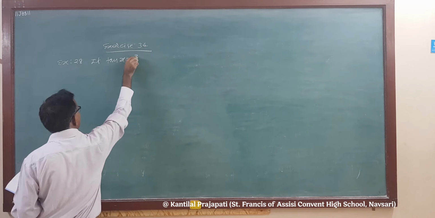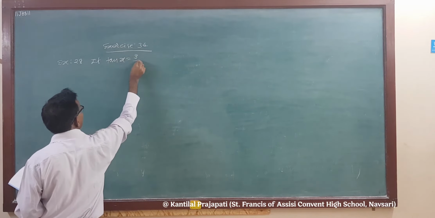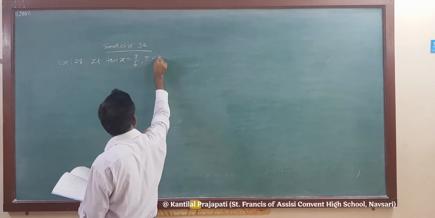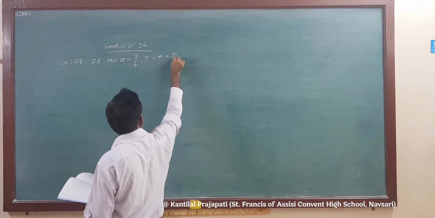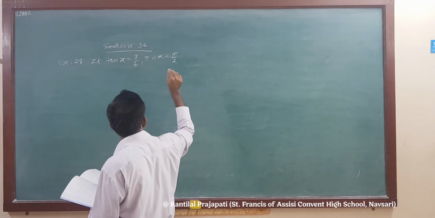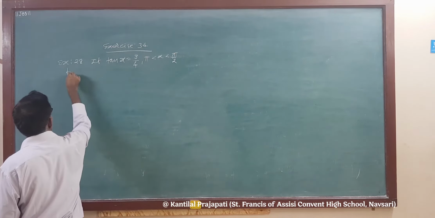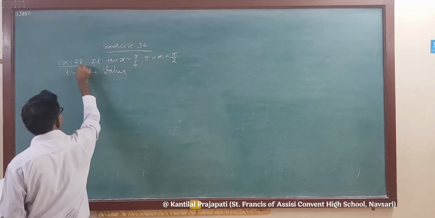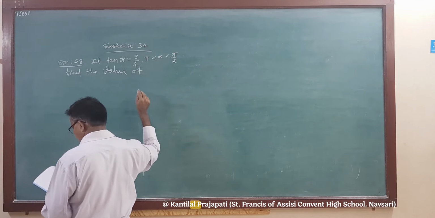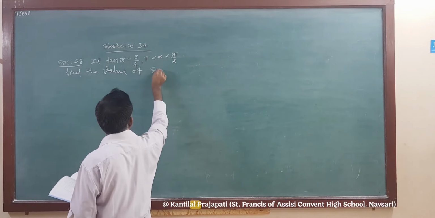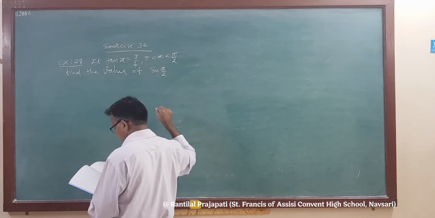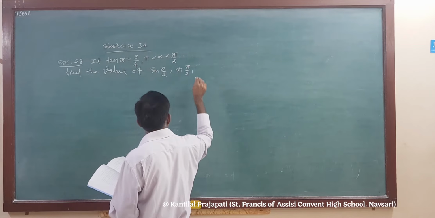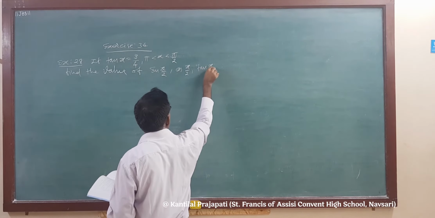If tan x is equal to 3 by 4, and pi is less than x less than 3 pi by 2, find the value of sin x by 2, cos x by 2 and tan x by 2.